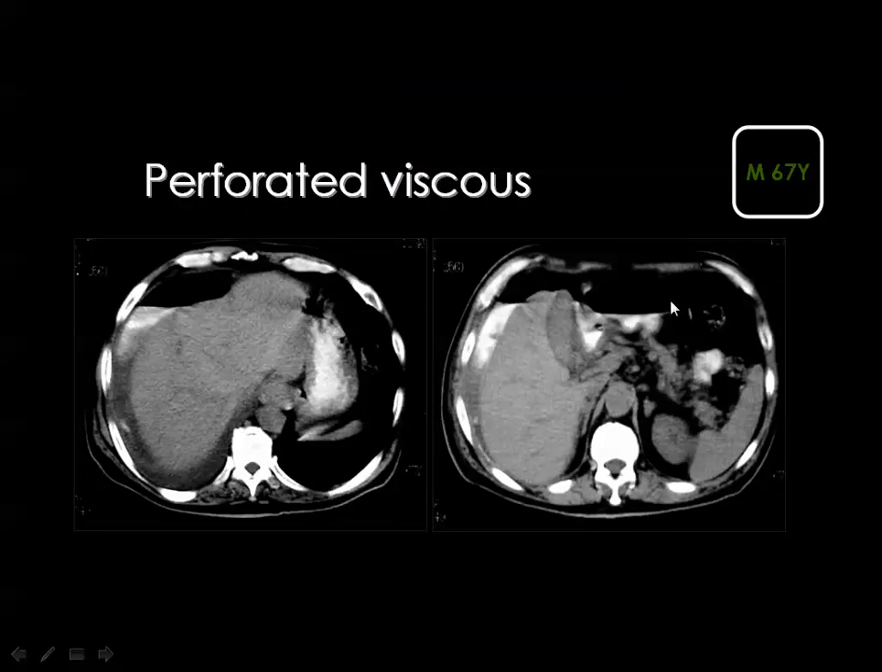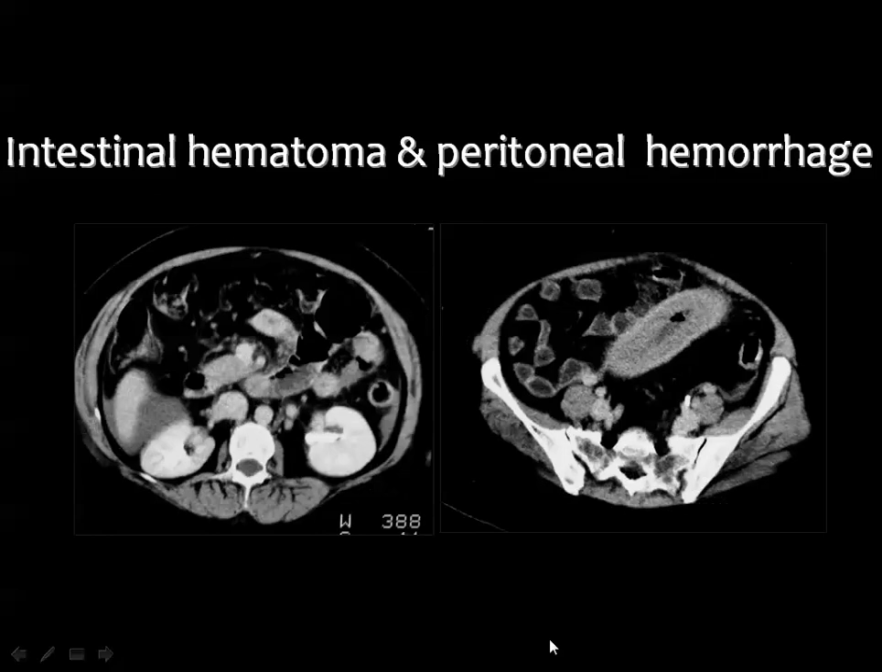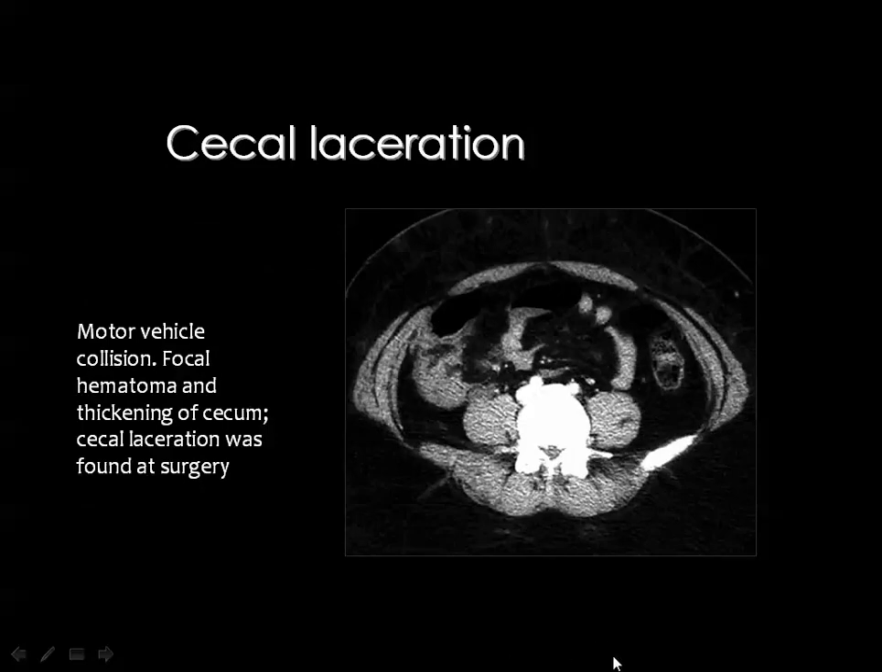Then here you can see extravasation of contrast in the peritoneal cavity along the liver, in a patient with perforated viscus. And here is an example of bowel hematoma and the intraperitoneal hemorrhage around the inferior wall of the liver. And this is the case of cecal injury with hematoma around the site of injury in the cecal wall.